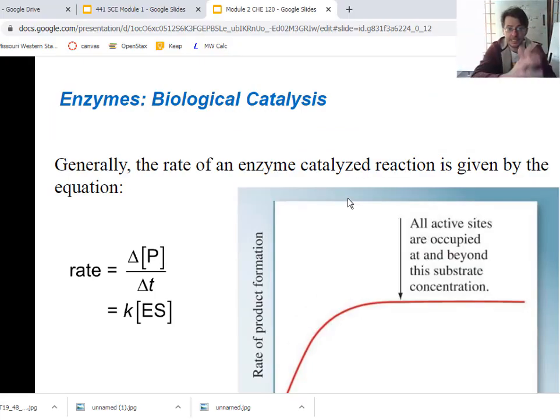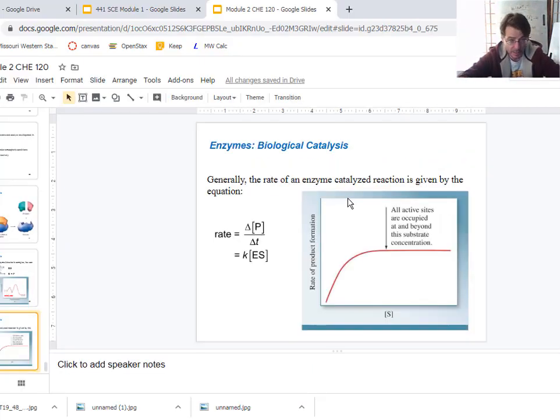And so that's kinetics in a nutshell. Focus on determining rate law, focus on how to extract information from rate laws and use rate laws to measure rates at given concentrations. All right.